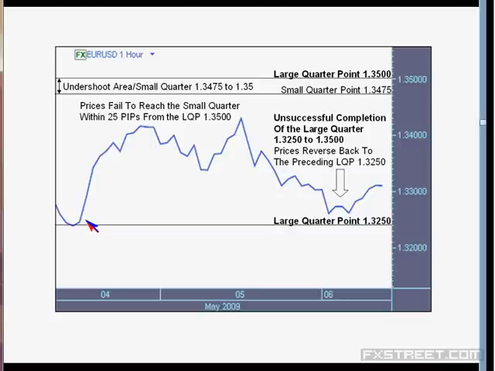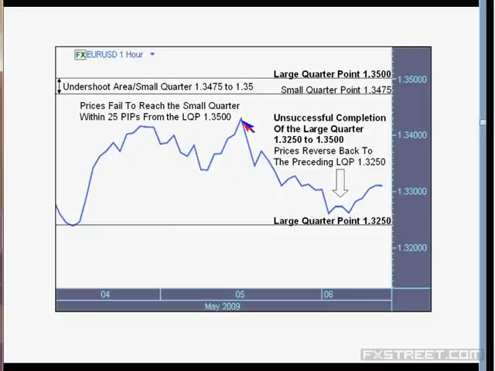Now we're going to take a look at this example that shows you the large quarter move from the large quarter point at $1.3250, targeting $1.35. Notice the hesitation here. Several attempts. First one here, prices stop at a certain level, pull back, make another attempt, fail to continue further, and especially fail to reach a price within the targeted large quarter point at $1.35 by entering at least the undershoot area, the small quarter between $1.3475 and $1.35.